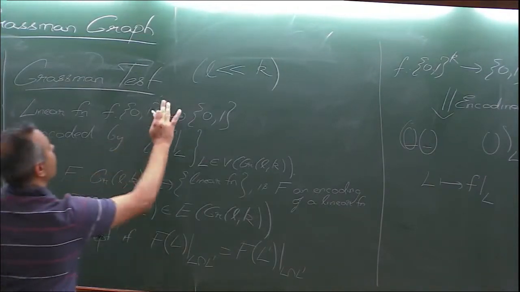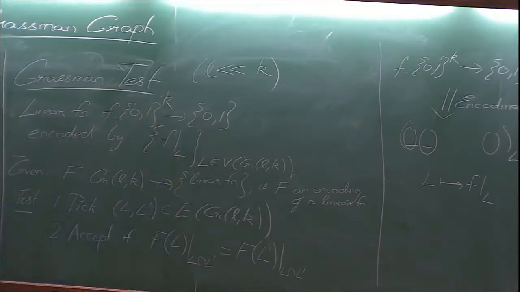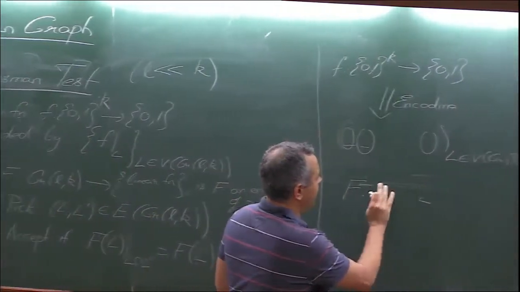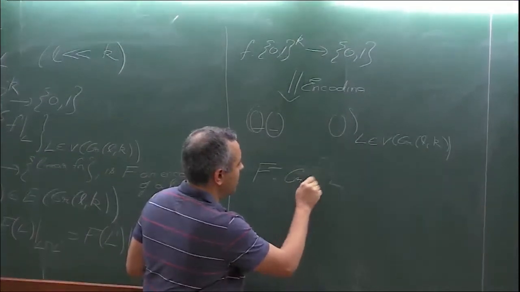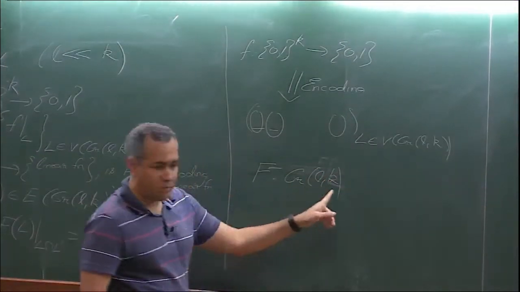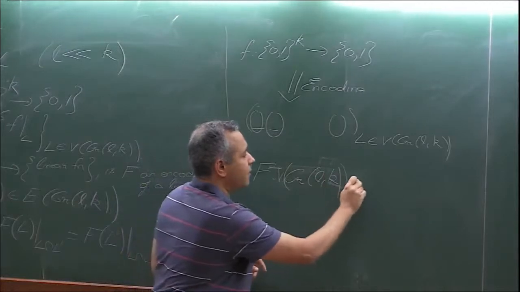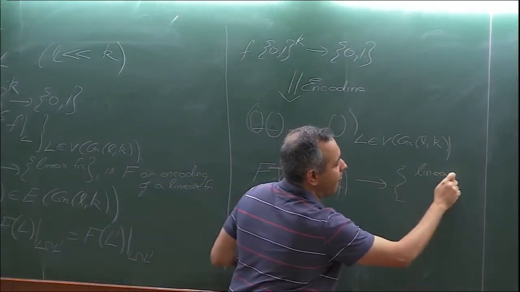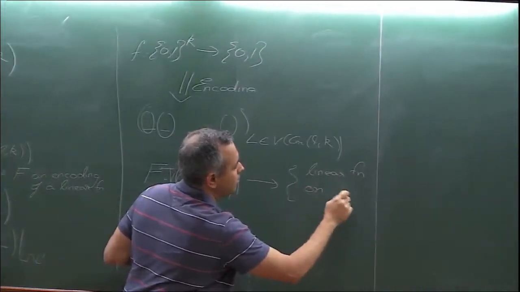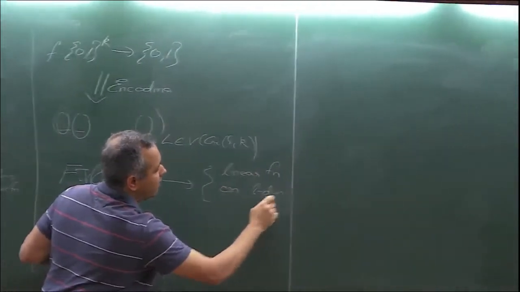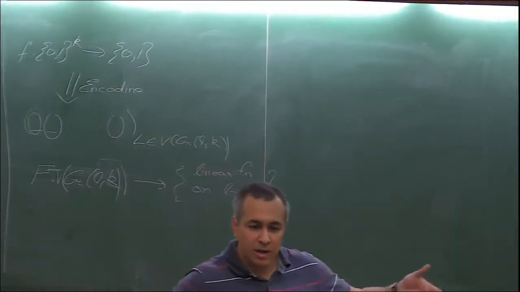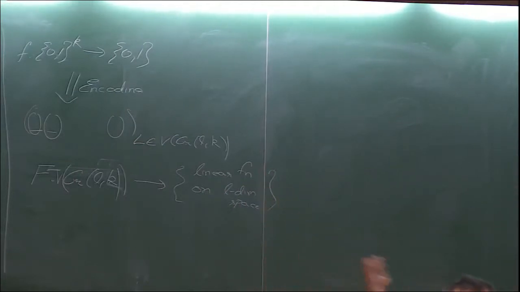So this is K. This is K. Now what I'm going to ask is, suppose somebody gives me this table of values. Suppose somebody gives me F: for every Grassman vertex of the Grassman graph, they give me a linear function on L-dimensional space. Can I check that all these linear functions actually come from one single global linear function?